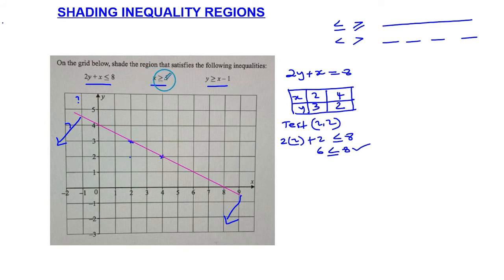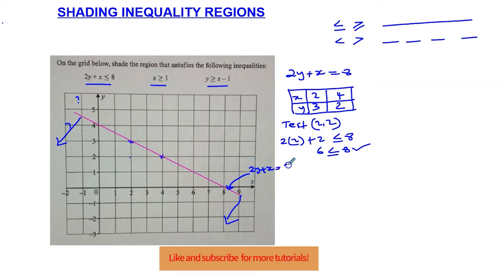Now for the second line, we've got x is greater than or equal to 1. So we need to draw a line x equals 1. And before we go ahead, make sure you label this line as 2y plus x equals 8. Okay, so x equals 1 is just here. It's going to be a vertical line, x equals 1 there, all the way down. So we just grab a ruler and a pencil, and we draw our line all the way down.